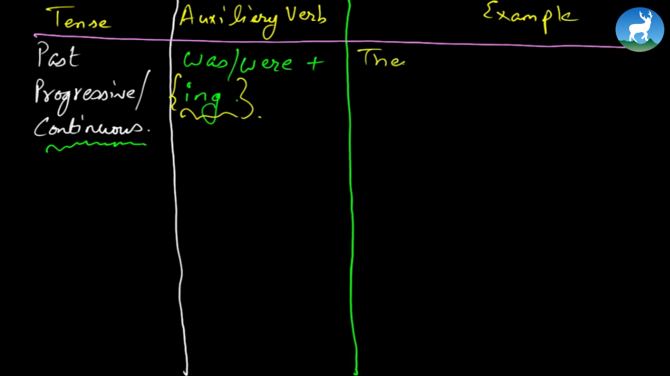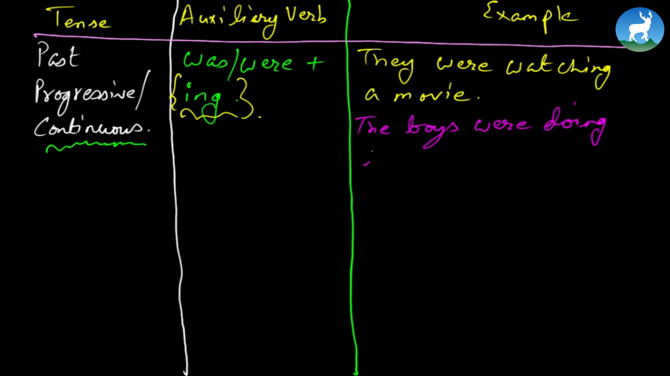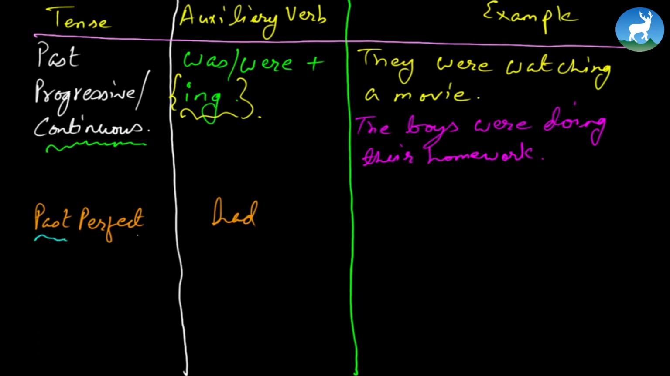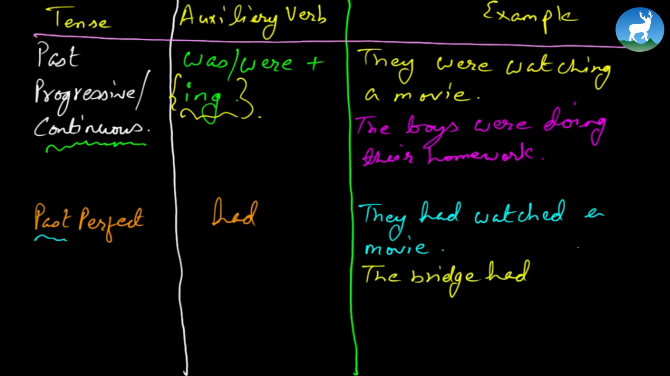For instance, they were watching a movie, all right? The boys were doing their homework. See? Now we move further. What do we have next is past perfect, and its auxiliary is going to be had, and it means that an event happened in the past and it completed in the past. An event had completed in the past. Now if I am to continue the same example, they had watched a movie, or let's say the bridge had collapsed. The bridge had collapsed.